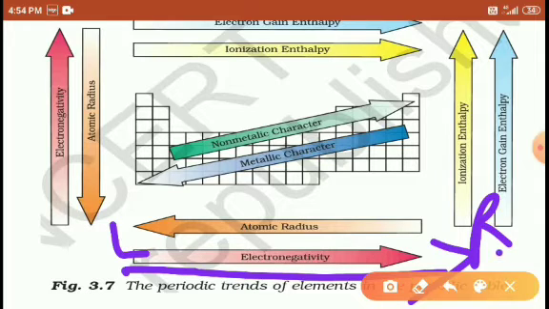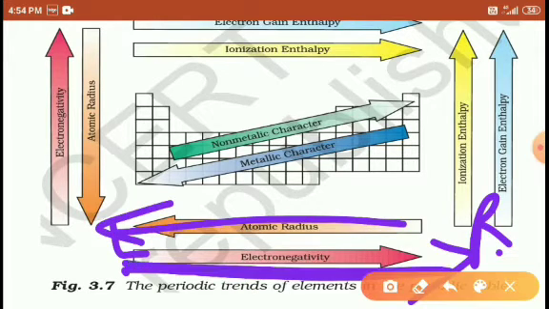As the size decreases, the electronegativity increases. The size decreases on the fluorine side, so that's why atomic radius decreases, electronegativity increases, and electron gain enthalpy increases.